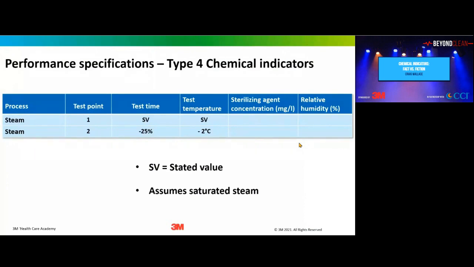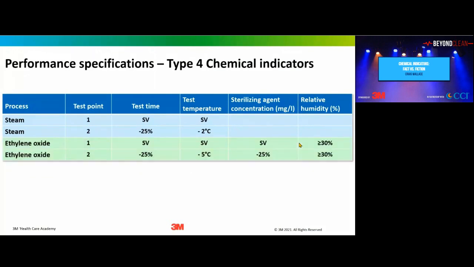So it can do this for other types of indicators. If you take a look at ethylene oxide, one of the differences you'll notice is that that process has more critical variables. It has four of them: time, temperature, concentration, and relative humidity. So for this process, the standard anchors the relative humidity, or fixes it, freezes it at greater than 30%, and then you change the variables. So there you can see again the pass cycles. Test point one, they need to be all at the stated value, and test point two is subtracting from those stated values to some degree, and it needs to show a fail.